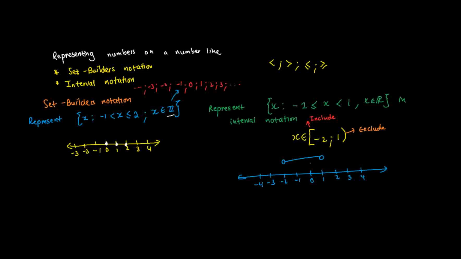Again, you're using your pencil and ruler. But now, can we include the negative 2? Yes, because we have the square bracket. So I'm going to shade that in. Can we include the 1? No, we cannot include the 1 because we have the round bracket. So we're excluding the 1, so we leave this open. And that is how you represent the value on the number line.